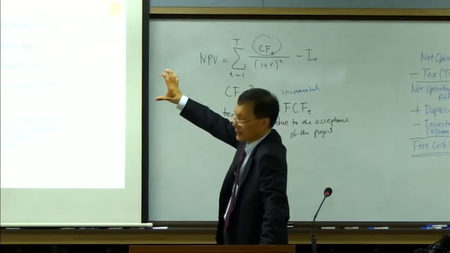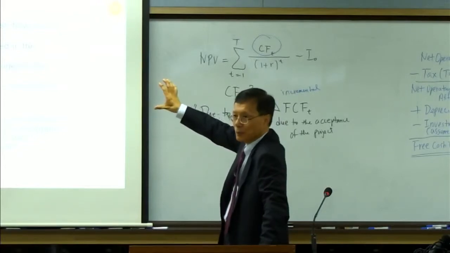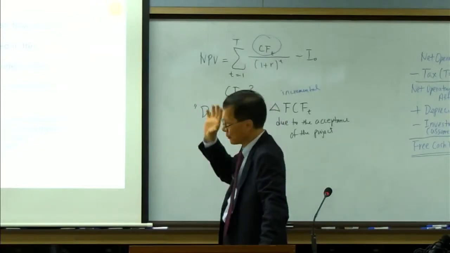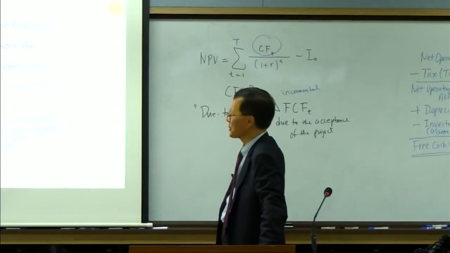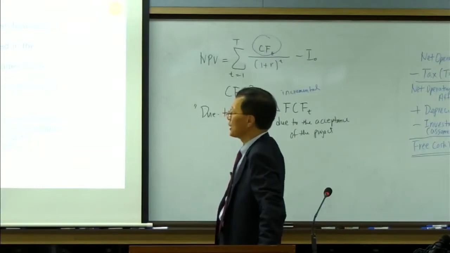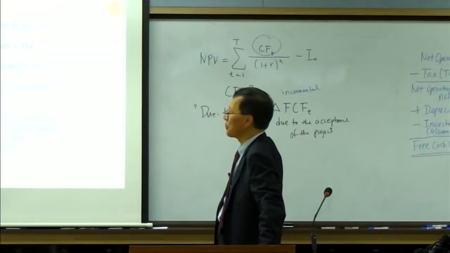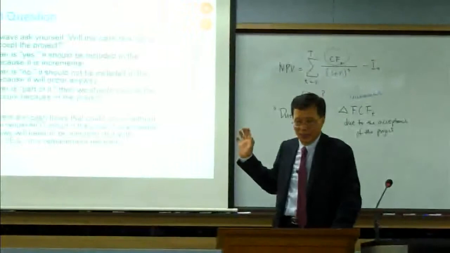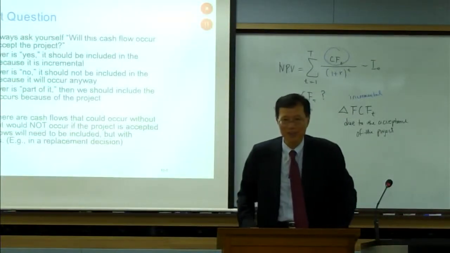And I will give you examples on Wednesday, so wait until Wednesday. Sometimes there are cash flows that could occur without the project, but would not occur if the project is accepted. These cash flows will need to be included, but with opposite signs. For example, in a replacement decision. That will become clearer when we discuss the actual case.